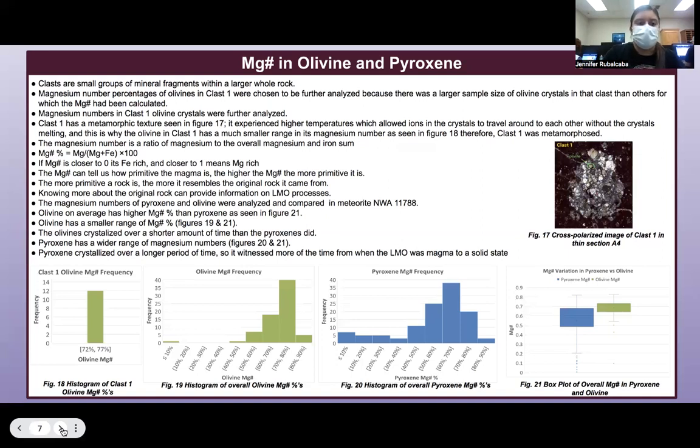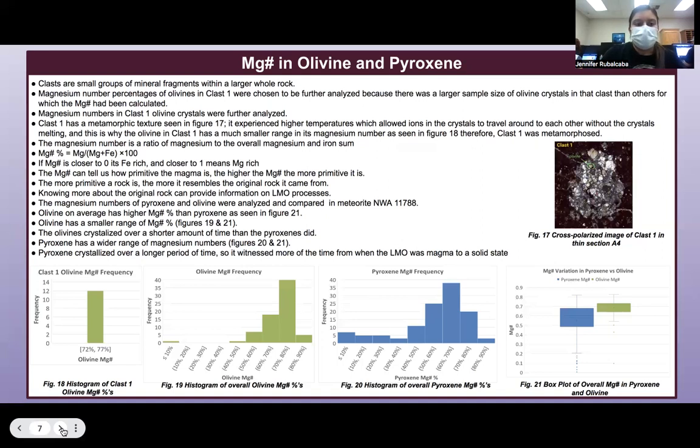So what is the magnesium number? The magnesium number is a ratio of magnesium to the overall magnesium and iron sum, as seen in this calculation. So it's Mg over Mg plus Fe, and for the percentage, you do that by multiplying by 100. And if the Mg number is closer to 0, then it's iron rich. And if it's closer to 1, it means it's magnesium rich.